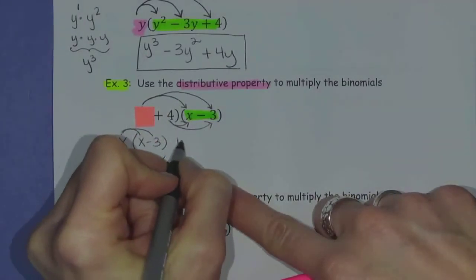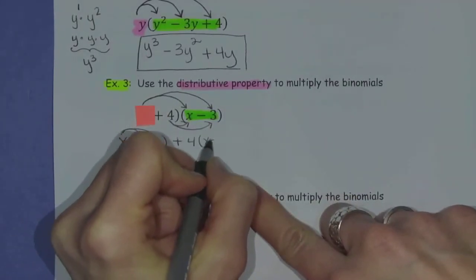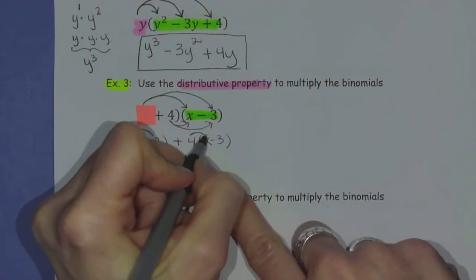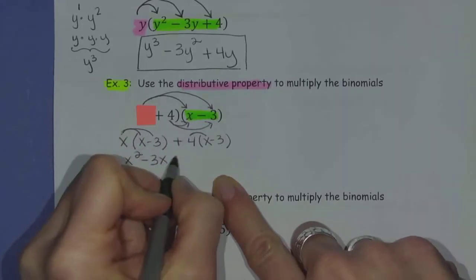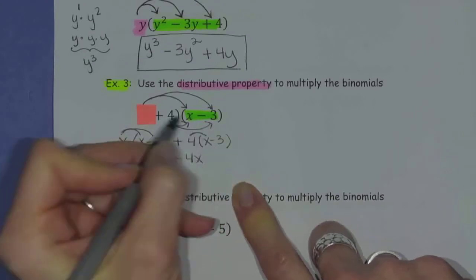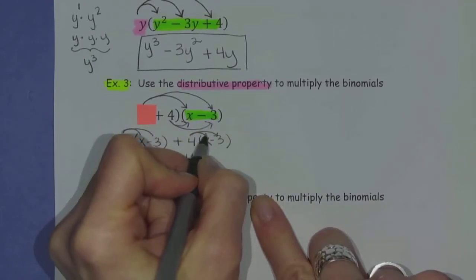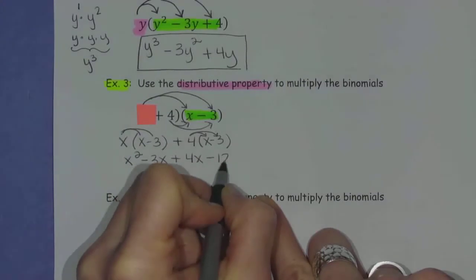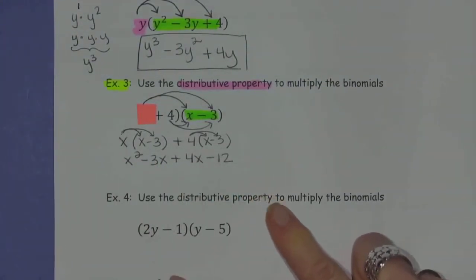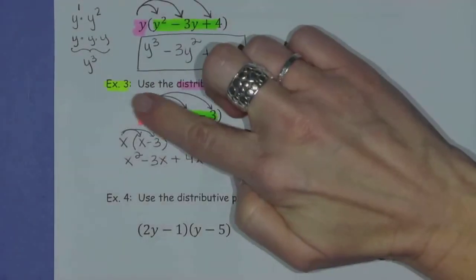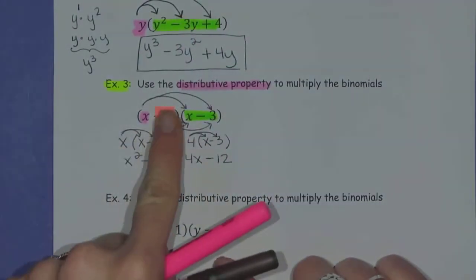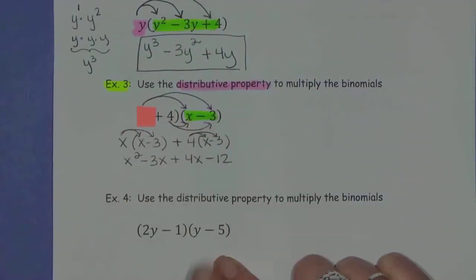So I'm going to add a 4 times x minus 3. And so when I distribute here, I've got 4 times x, or right here, 4 times x. That's a positive 4x. And a 4 times a negative 3, 4 times negative 3 is a negative 12. And there you have it. So I've distributed the x, 1, 2, and I've distributed the 4, 1, 2.